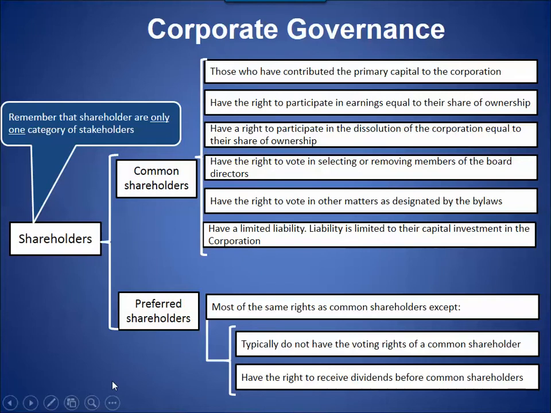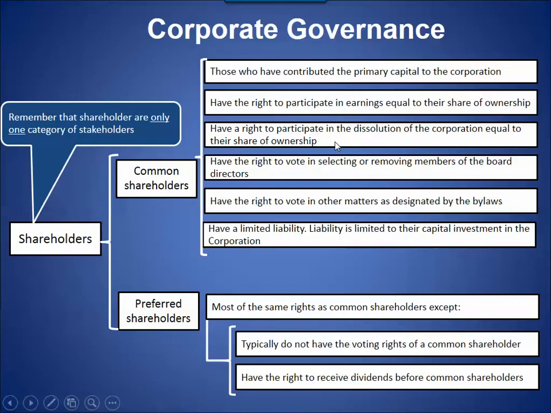Now let's talk about the shareholders of the corporation. And again, remember that shareholders are only one category of stakeholders in a corporation. Let's talk about the common rights of common shareholders in a corporation. First of all, common shareholders are those shareholders who have contributed the primary capital to the corporation. They have the right to participate in earnings equal to the share of their ownership in the event the board of directors declares a dividend.